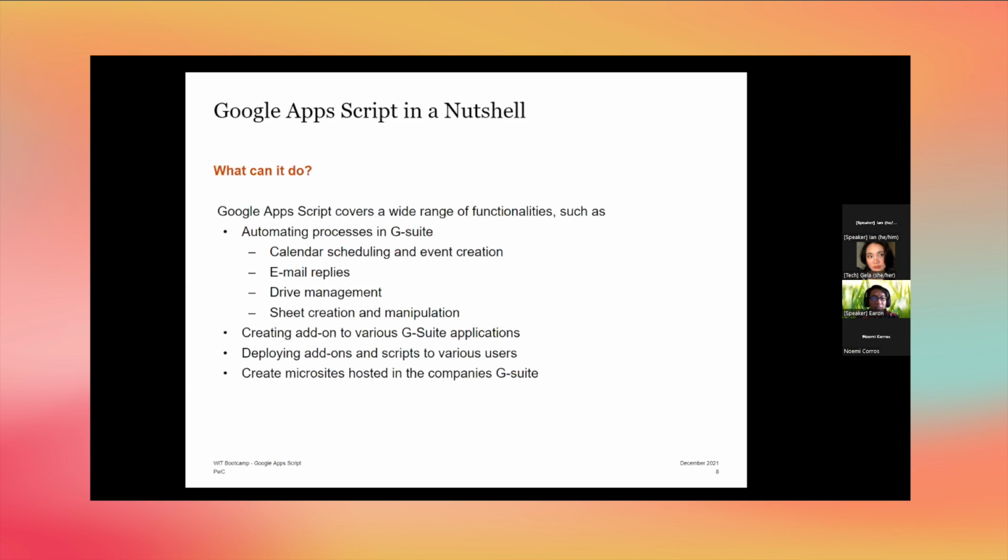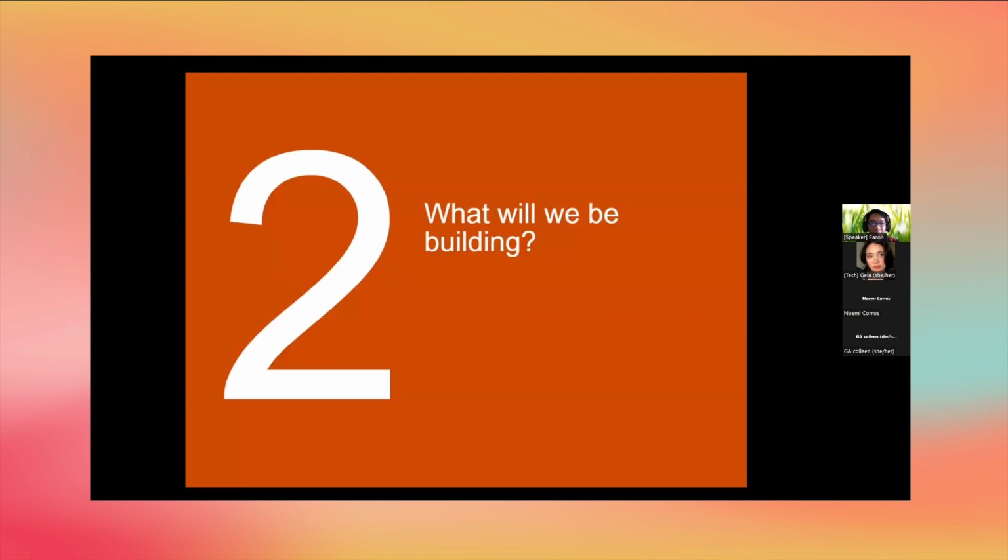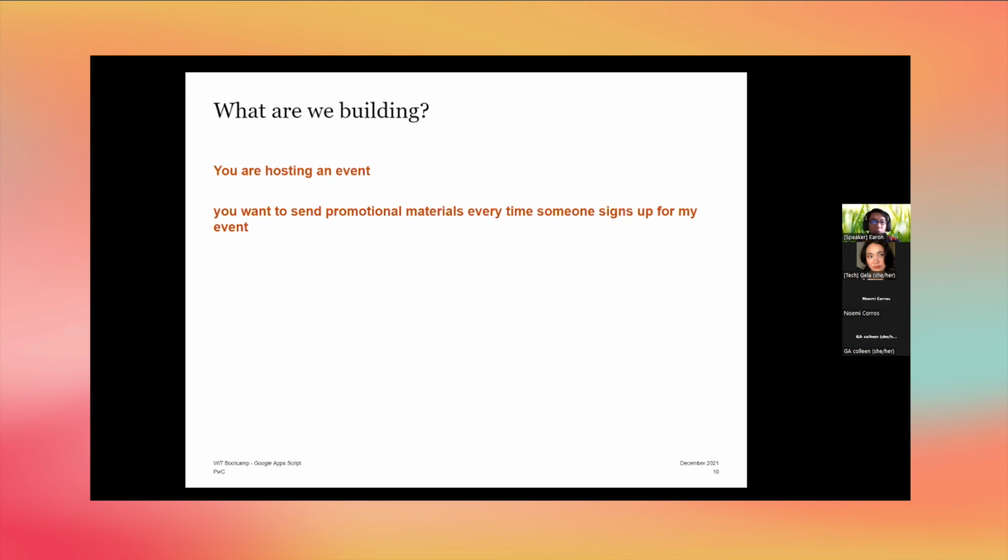Right. So what can it do? Again, I discussed it before. You can automate your calendar events, emails, Drive, sheet creation, and all of the other cool things that you want. Okay. So let's start off with the goal. I would always like to start off with the goal of what we want to do for this workshop. So what are we building?